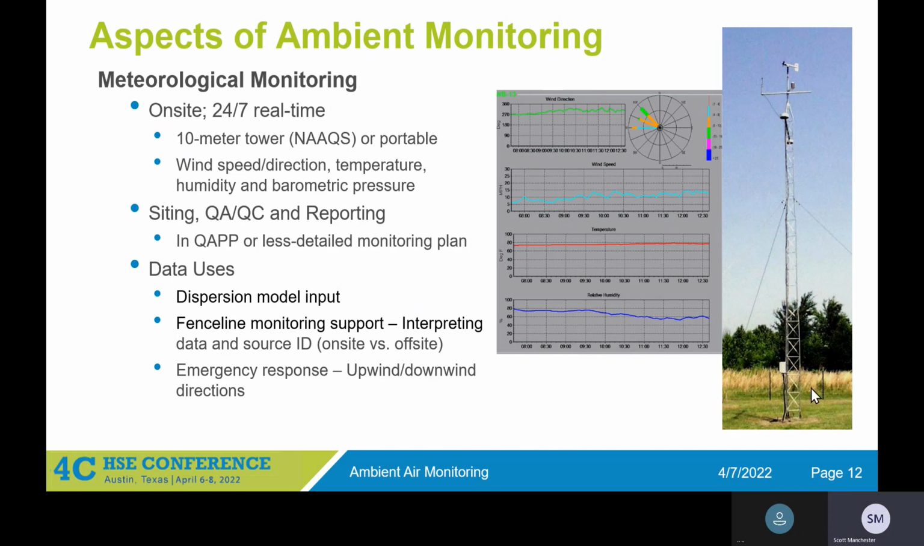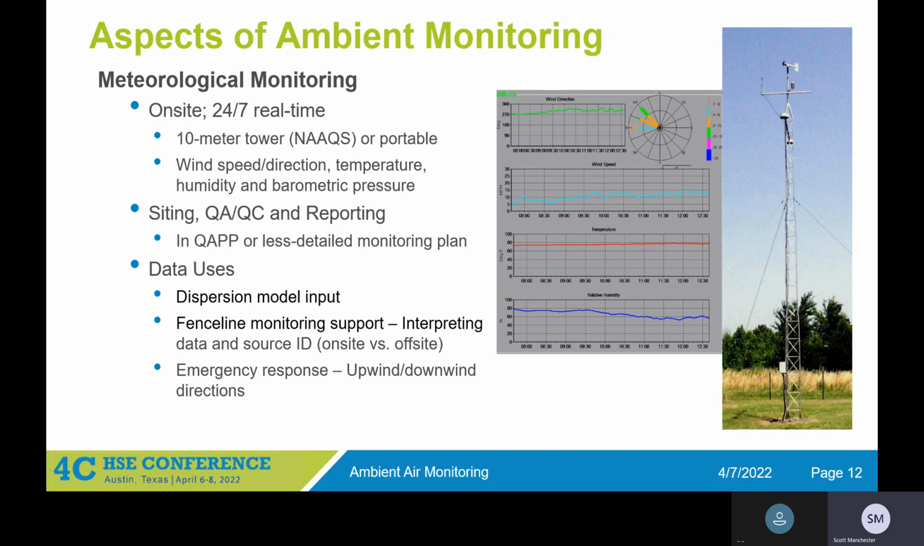The next aspect of ambient monitoring that we get involved in typically is meteorological monitoring, and that can be, as I said, associated with fence line programs, but can be standalone. On site, usually at 24/7 real-time monitoring with sensors measured typically for NACS projects at a 10-meter tower, but for some remediation programs, or in certain instances where they need to move them around, portable stations are set up at maybe a 10-foot tripod.